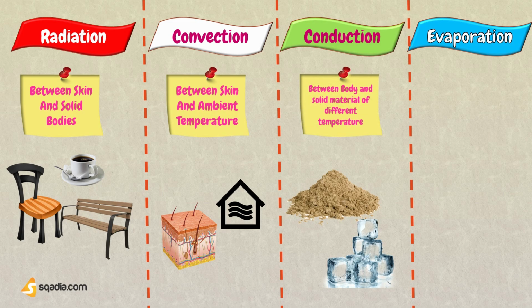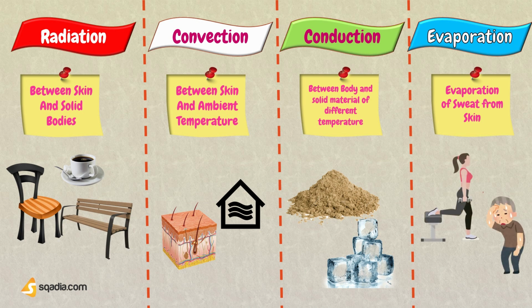Humans can dissipate nearly all the heat produced during exercise by evaporating sweat from the skin surface. The evaporative rate is independent of the temperature gradient between the skin and the environment. That is all about the 4 modes of heat transfer. We will talk about the thermoregulatory mechanism in the next section.